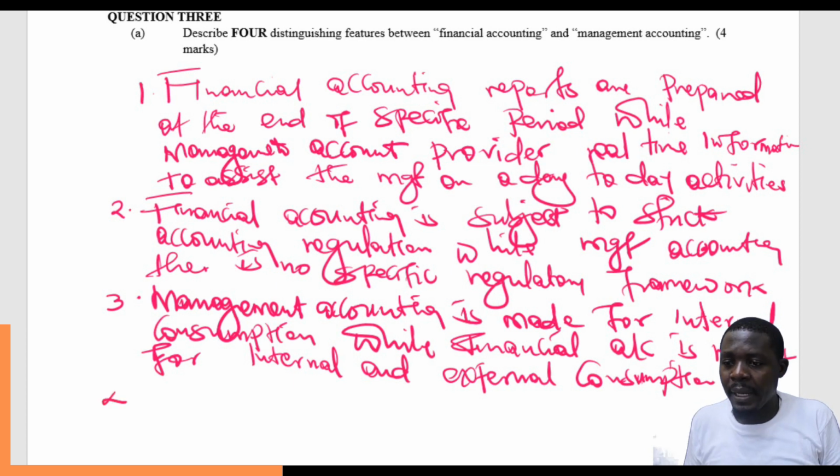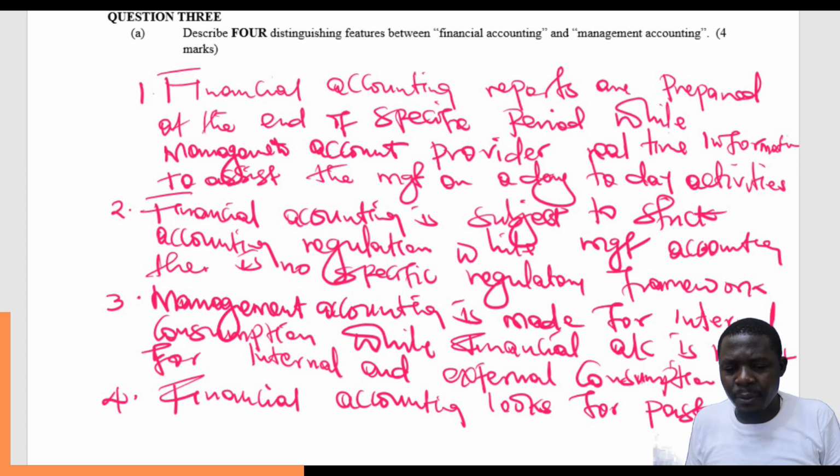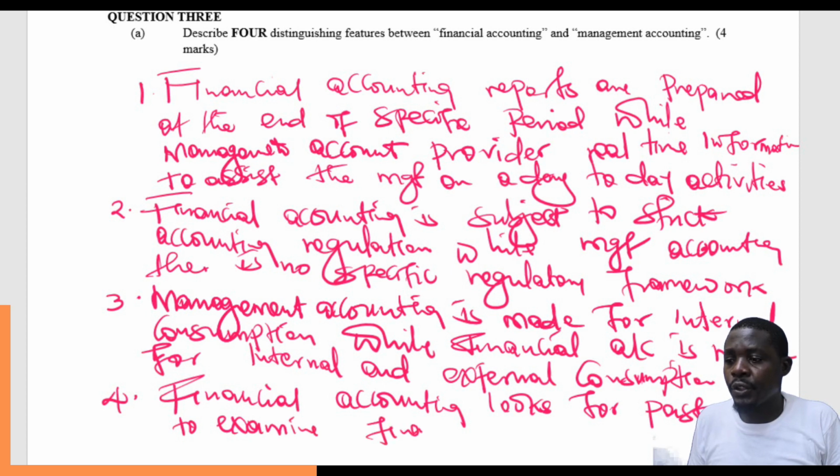investors and so forth. Number 4, the last, we can say that financial accounting looks at past data or information to examine financial results. That's why we say it is based on historical data.